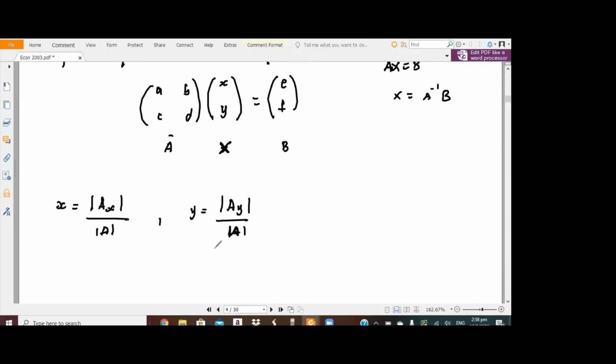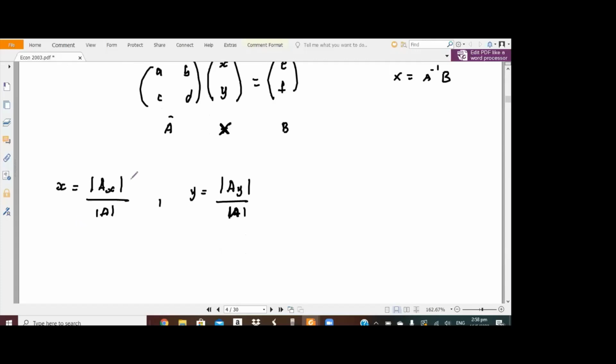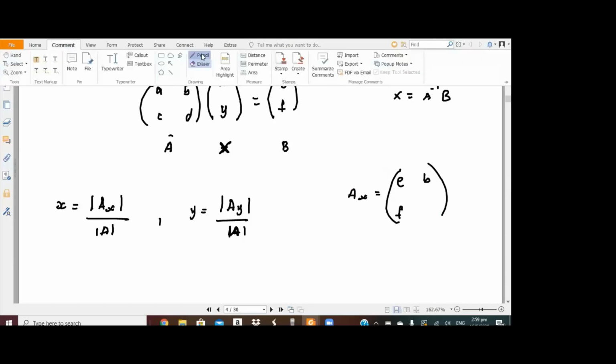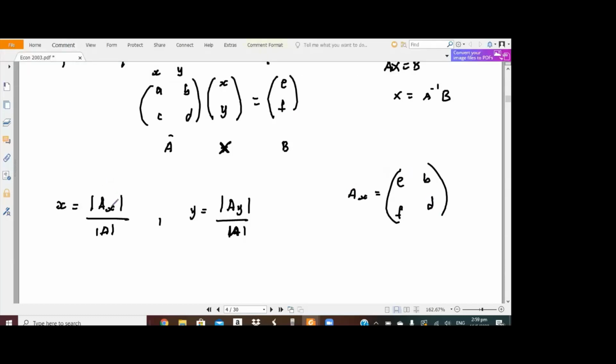But let me show you how we get the matrices AX and AY. So remember I said to you that A here is our coefficient matrix, X is our variable matrix, and B here is our solution matrix. We get A subscript X by replacing our X column. So this will be the X column, this will be the Y column. So replace our X column with the solution matrix. So when I do that now, it's going to be E, B, F, D. This will be AX. So to use Cramer's rule, you'd have to find the determinant of this matrix, and then plug it into this equation here.